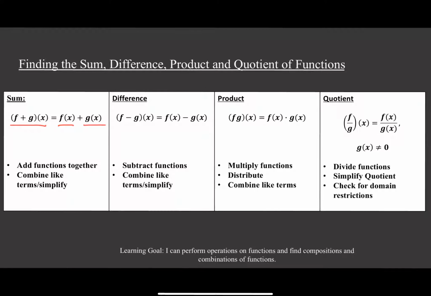And in a similar way, we can subtract functions. So f minus g of x just means take f of x and subtract g of x from it. And again, you're just going to essentially combine like terms through subtraction and simplify the resulting equation. Next, we have the product, which you're going to be using a lot of distribution and again combining like terms to simplify and create a new function that is the result of the two previous.